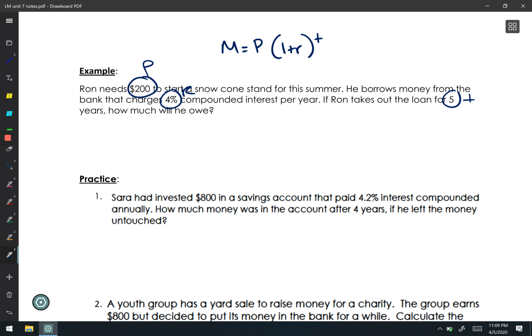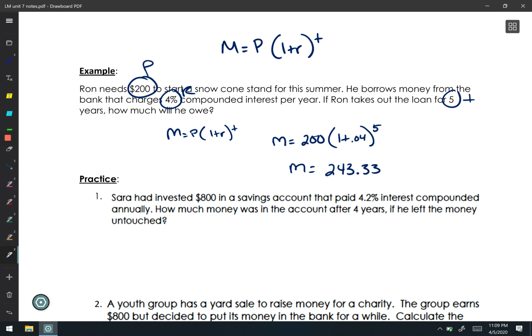We have our formula at the top, M equals P parentheses 1 plus R to the T. So M equals 200 parentheses 1 plus, we have to convert that percent to a decimal, and we have to raise it to the T. So we have to put that into our calculator. And when we do, our calculator should give us an answer of 243.33. So M equals 243.33.